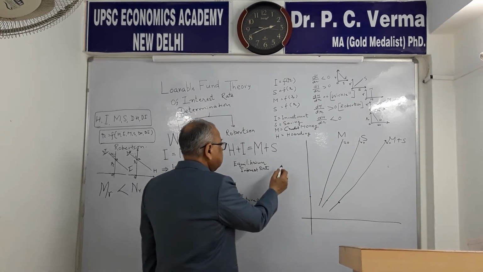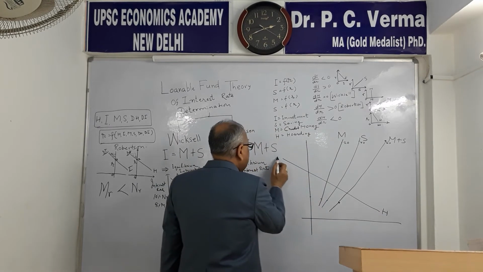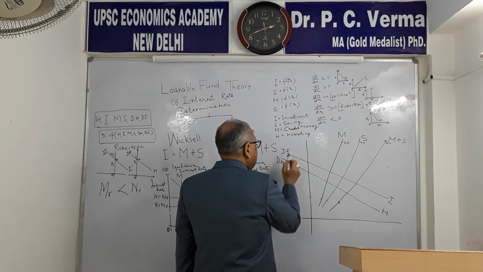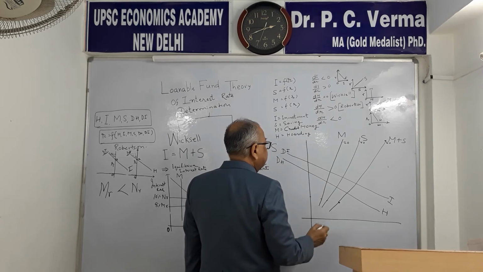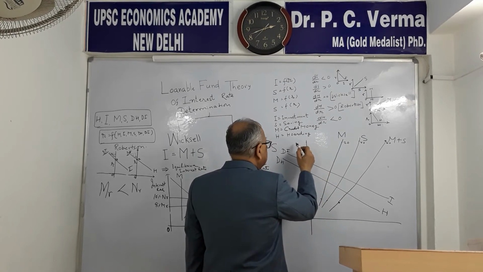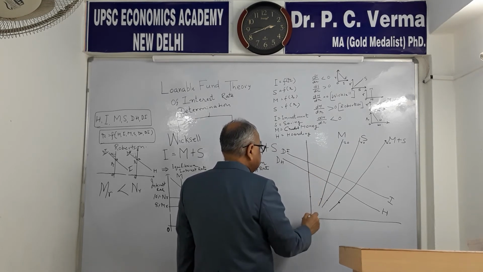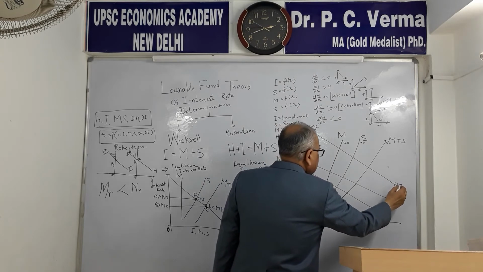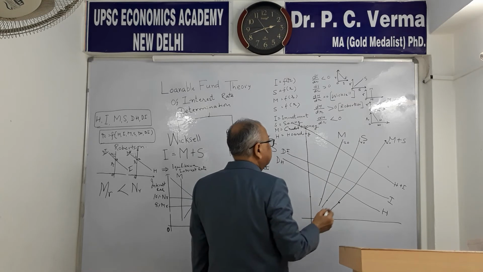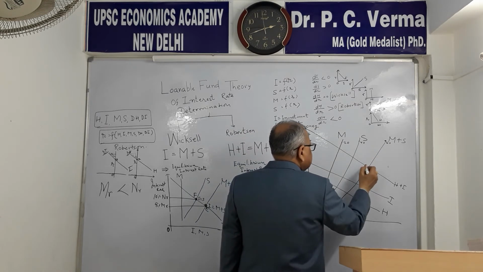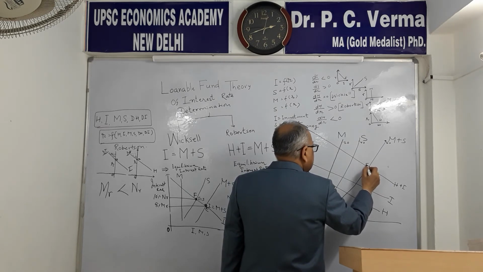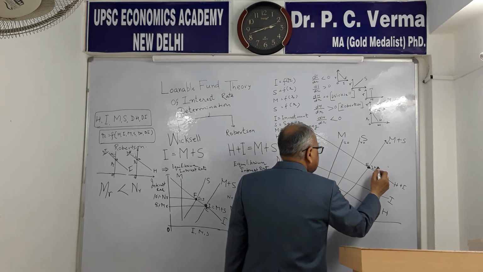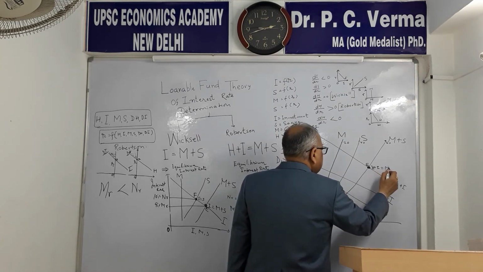Likewise, look here. This is H and this is DH. This is I. This is DI. And then add these two. This distance will be added to this. H plus I. So M plus S is equal to H plus I. This is F point, E point. H plus I is equal to M plus S.